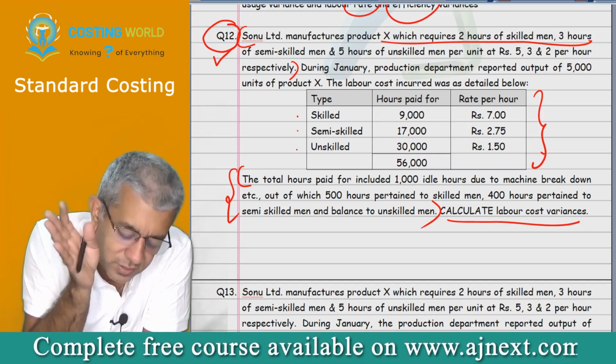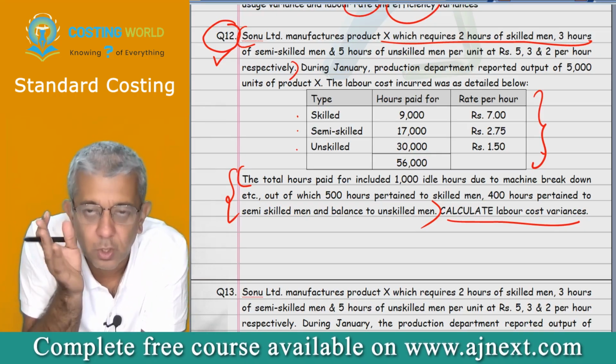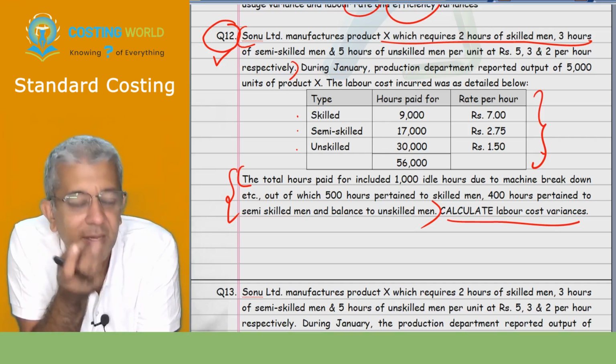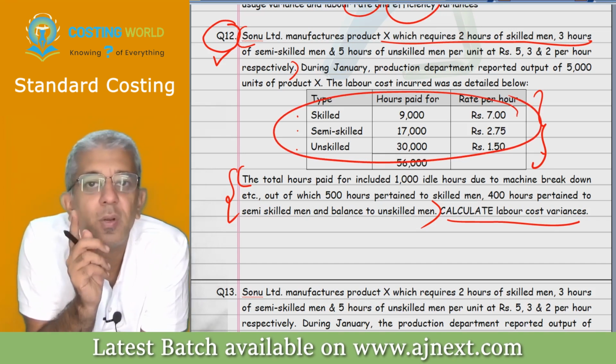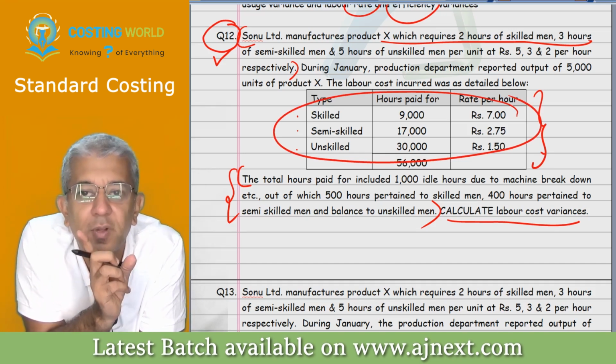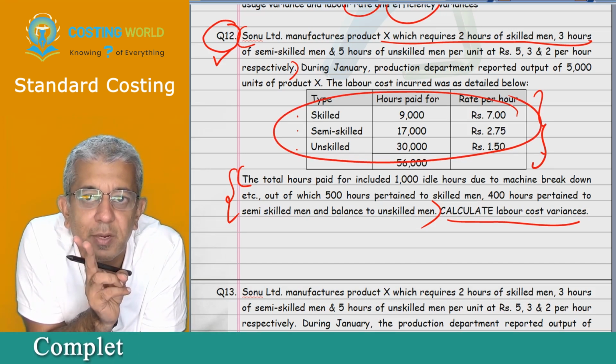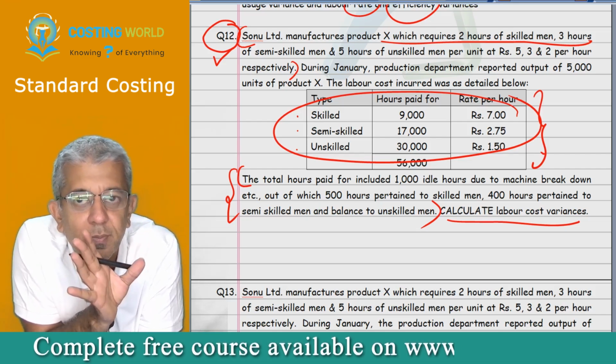Whether you want to make the given standard or not is your call. Make your given standard if you want, but definitely make your revised standard. Actual data is there with you. Do that and calculate the first two variances of labor. The first two variances mean total labor cost variance and labor rate variance. Will you be able to do that?